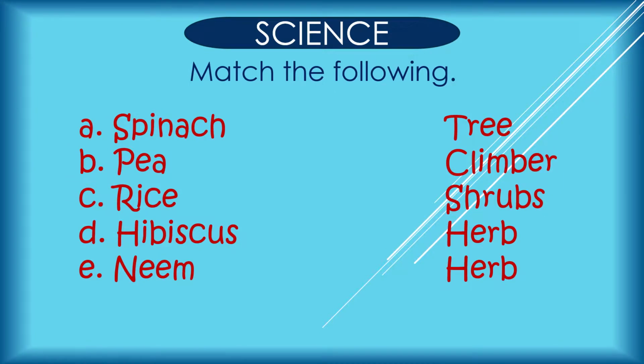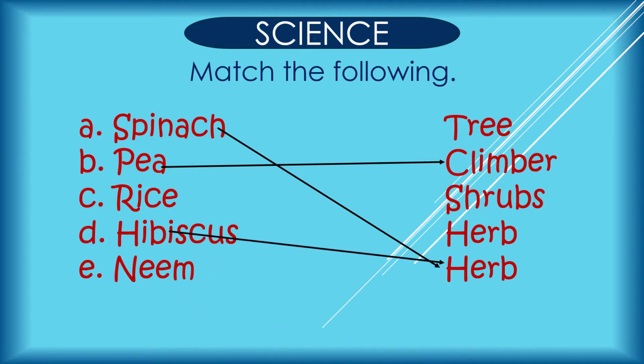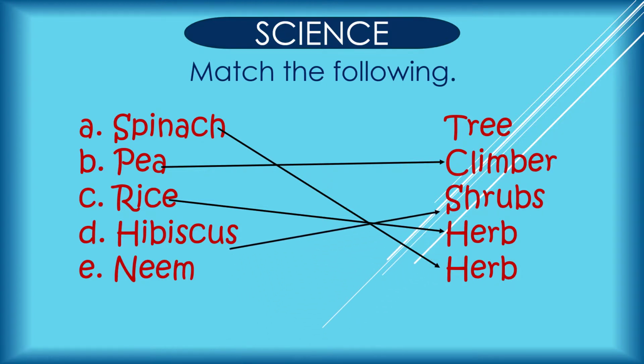Match the following: A, spinach, tree. B, pea, climber. C, rice, shrubs. D, hibiscus, herb. E, neem, herb. Correct answer is A. Spinach is a herb. Pea is a climber. Rice is a herb. Hibiscus is a shrub. And neem is a tree.